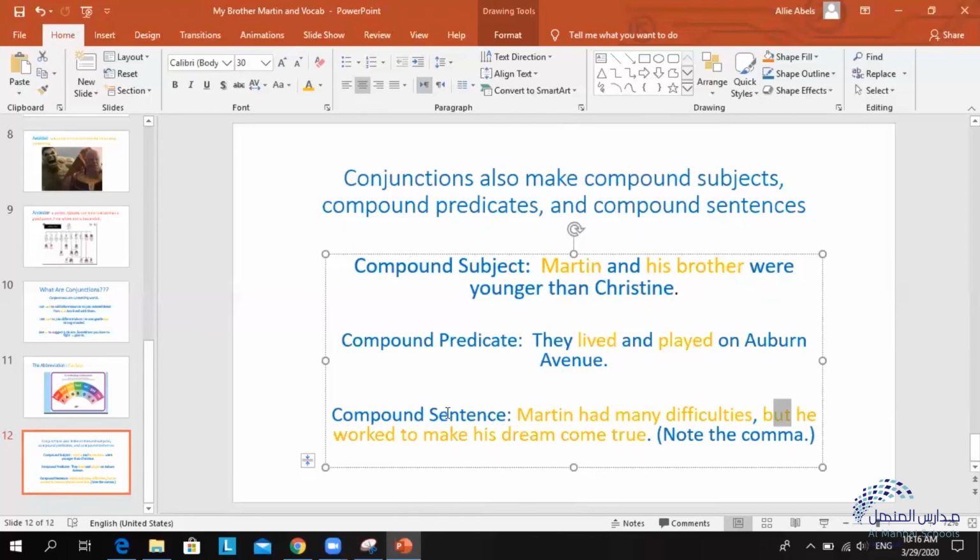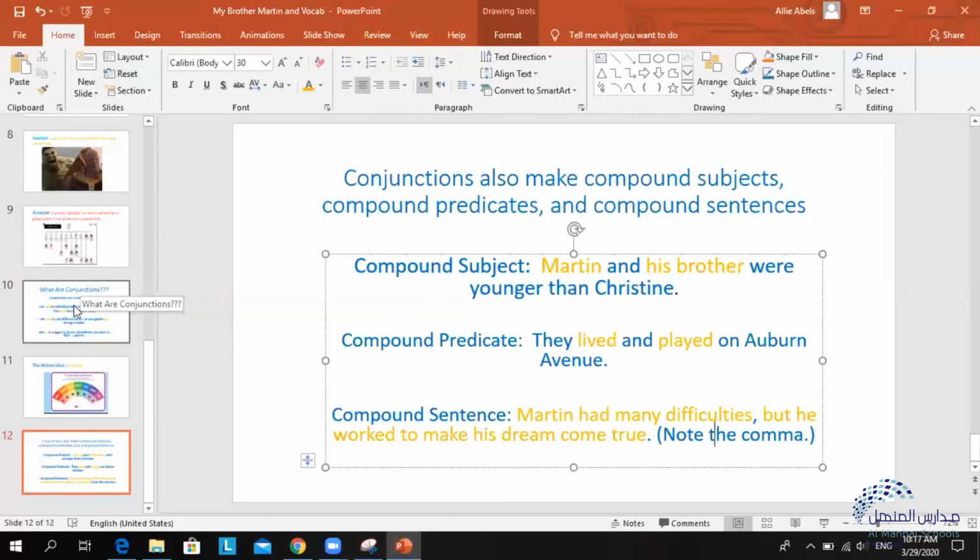So when it's a compound sentence, guys, remember to always put a comma before adding the conjunction "but". When we connect two simple sentences, we always put a comma, then we put the conjunction. That's why it's important to note the comma. It is very, very important to put a comma before putting the conjunction, which in this case would be "but". So: Martin had many difficulties, comma, but he worked to make his dream come true.